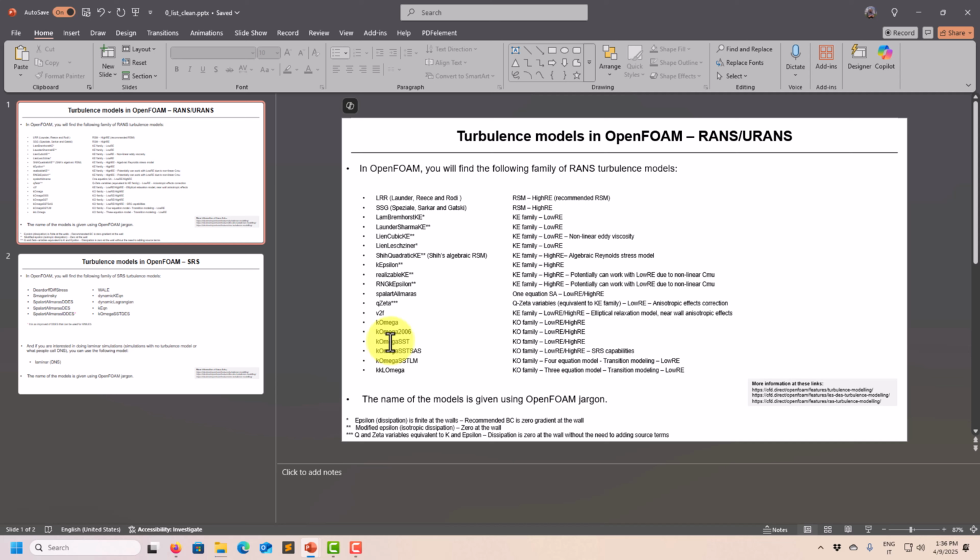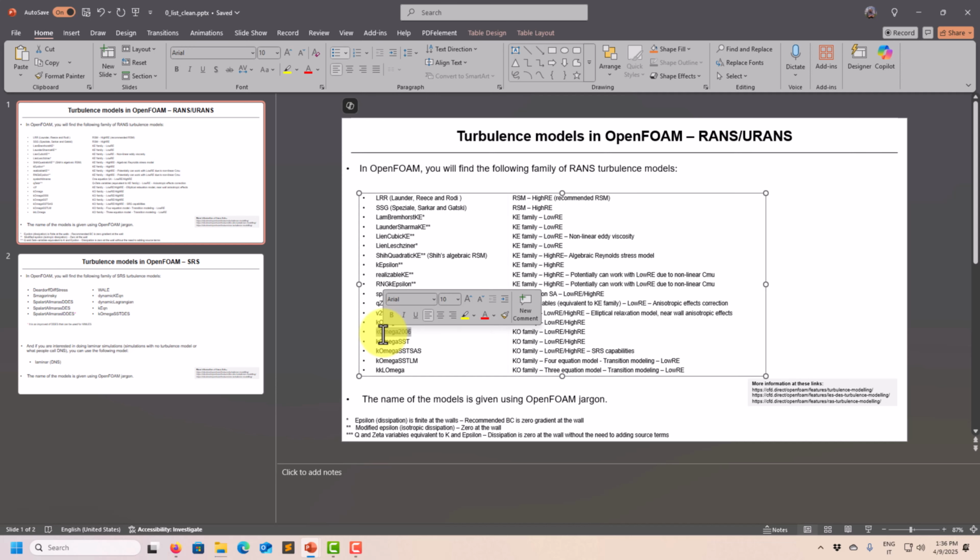Probably you already use these models. And of the K omega, particularly speaking, this is my personal choice: the K omega SST or K omega 2006. Of these two, I prefer K omega 2006. I have my own reasons. I don't want to discuss that, but as I say, that is up to you. All these models are okay.